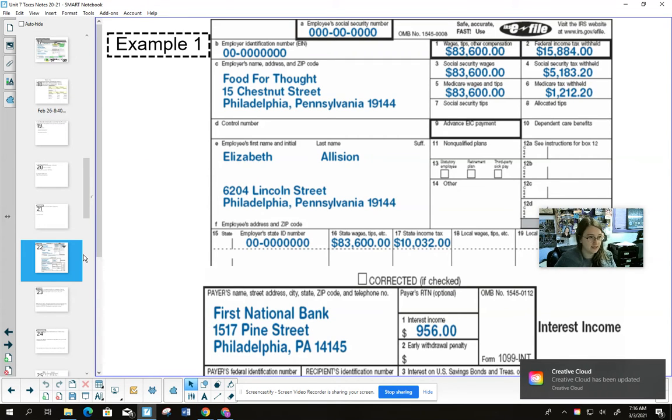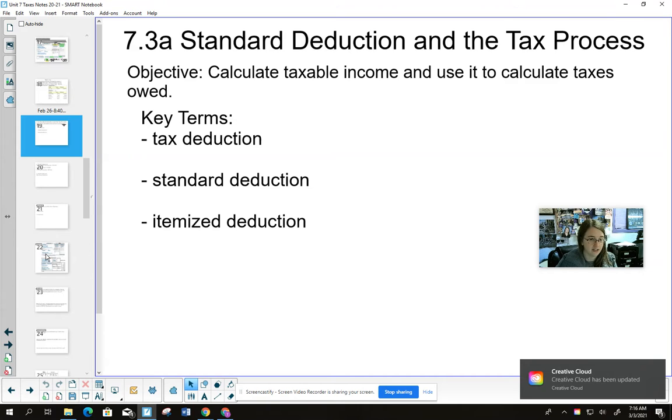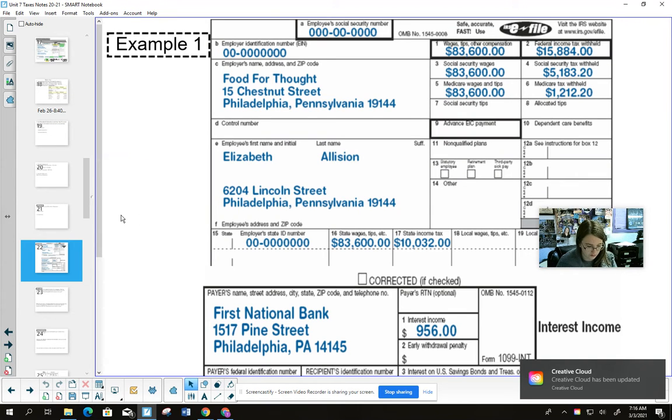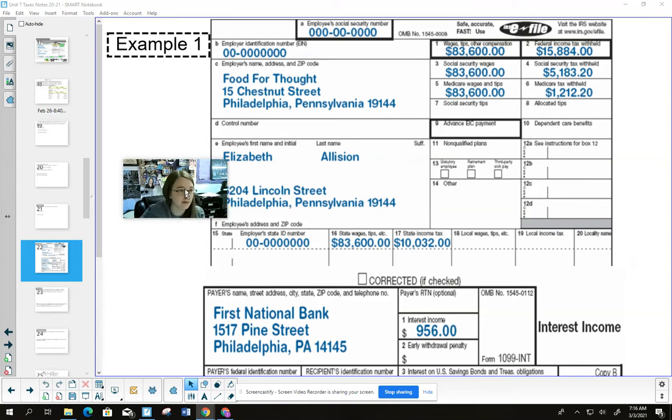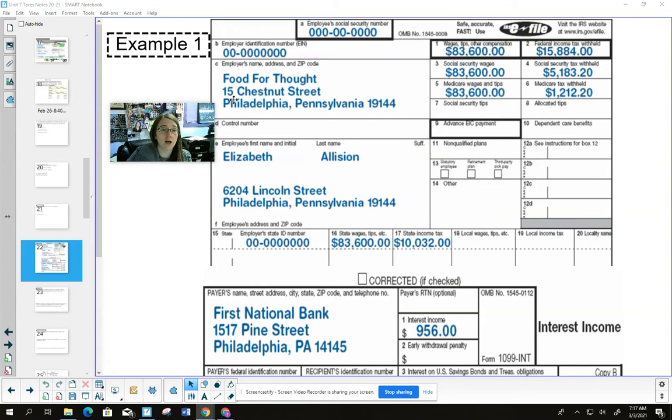Now, this is the first slide, obviously, of the notes. 7.3a happens to be on page 81. Now, we do need these documents on page 82 for all of the questions. So, there we go. This is on page 82 if you happen to have the notes packet.